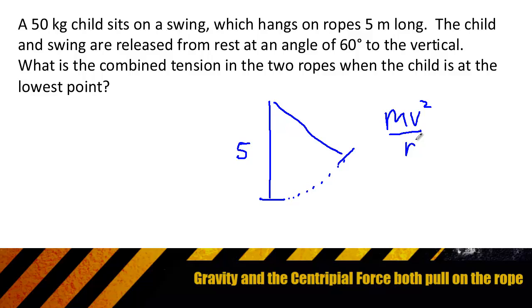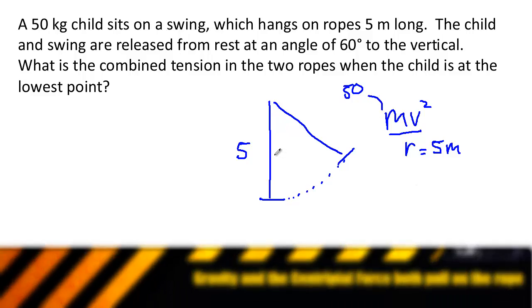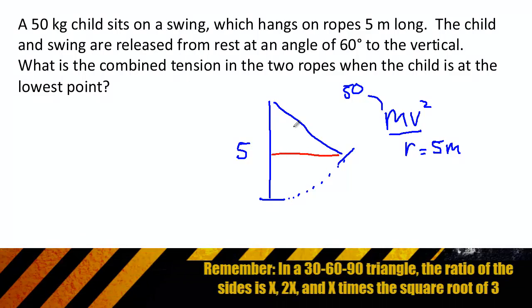The equation gives us a lot of information. We know the radius. That's going to be the length of the rope, or 5 meters. We also know the mass of the child. That's going to be 50 kilograms. We don't know the velocity, so we have to get a bit creative on how we figure that out. We could modify our drawing a bit to create a right triangle like this.